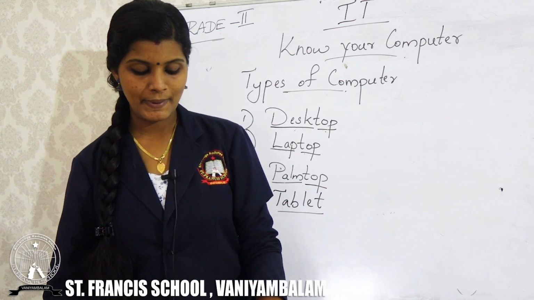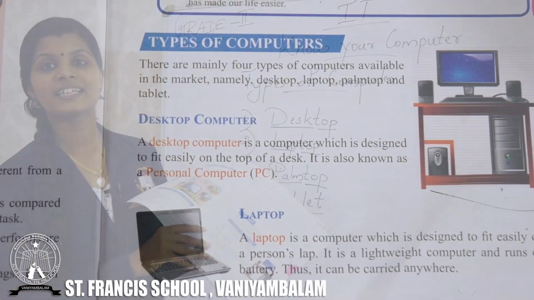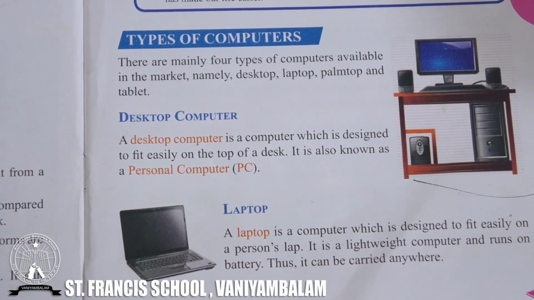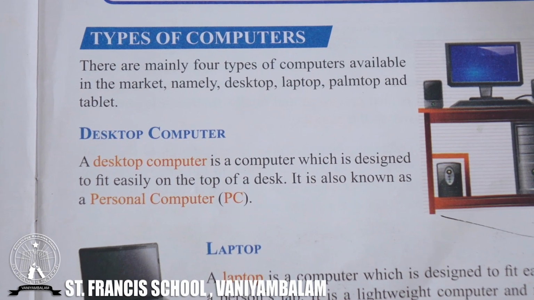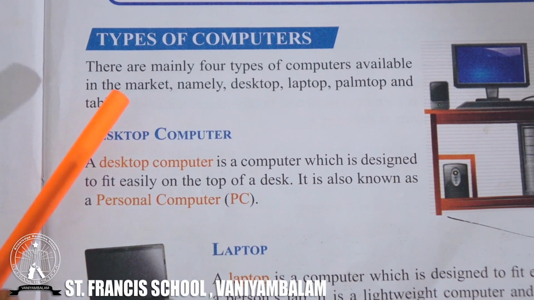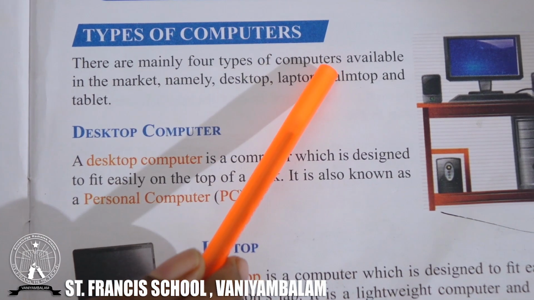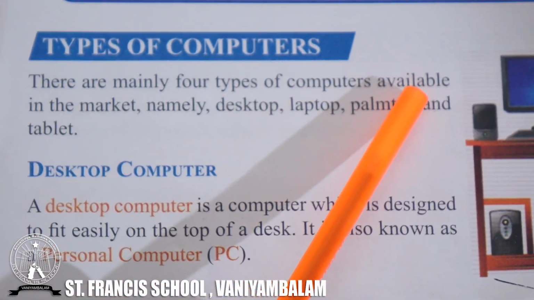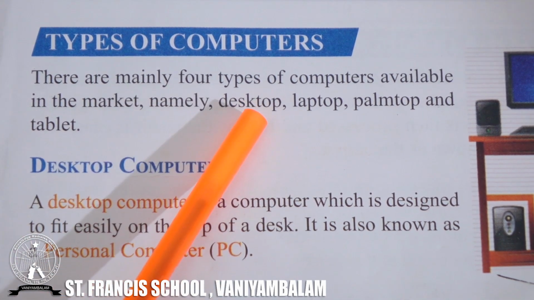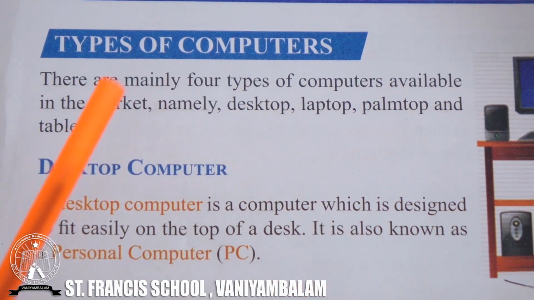Now all of you take page number 3 in your textbook. Keep your fingers while I am reading, and you can read with me. So let's start. Types of computer. There are mainly 4 types of computers available in the market, namely desktop, laptop, palm top, and tablet.